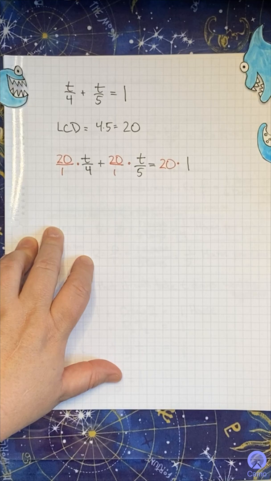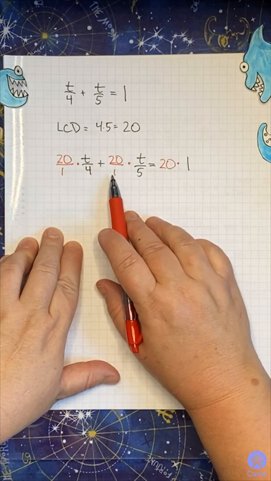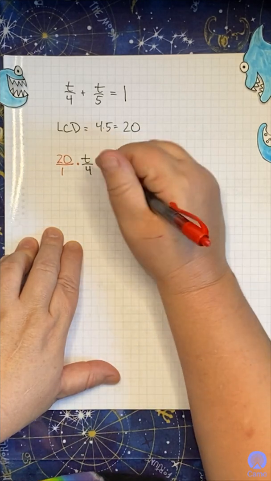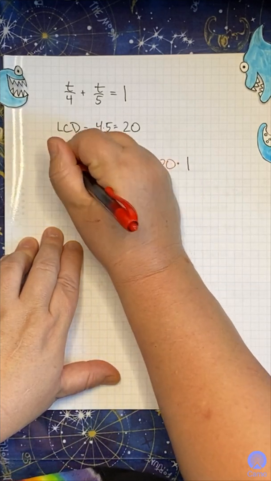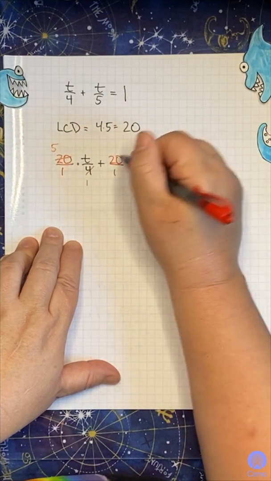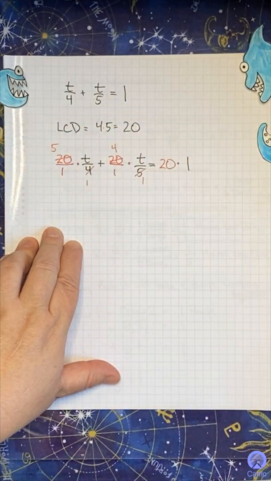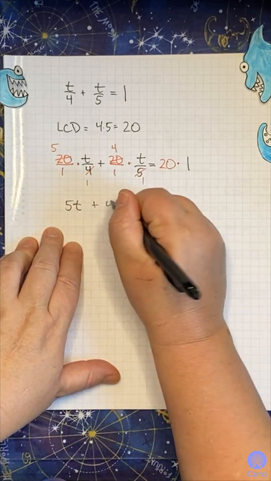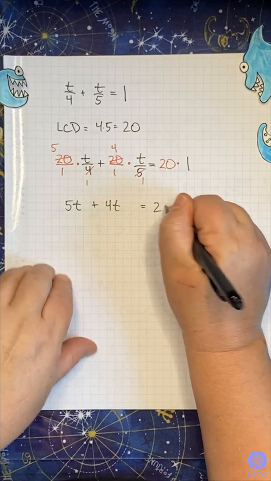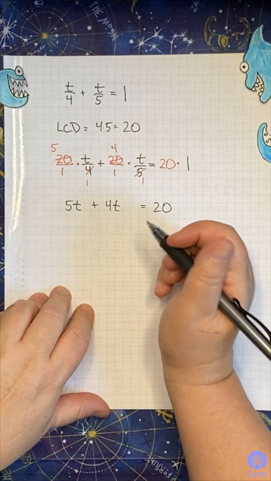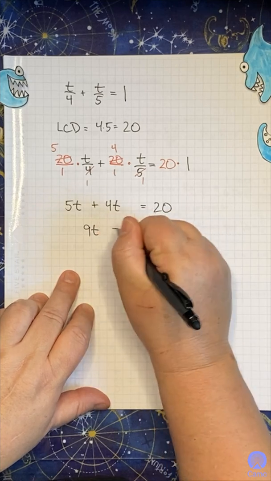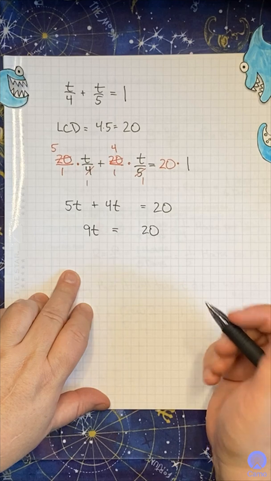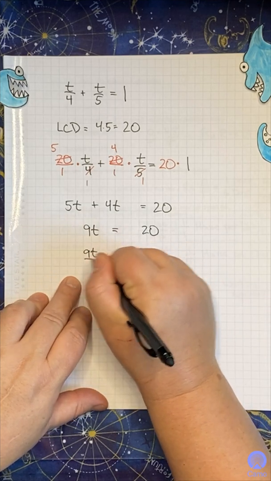I'm going to go ahead and do it this way, where I've multiplied by 20 and by 20 and by 20. This one is a whole number because 1 is a whole number. And let's see, this 4 cancels with the 20 and I get 5. This 5 cancels with the 20 and I get 4. And that doesn't cancel at all, so I get 5t plus 4t equals 20. Ooh, nice. And then 9t equals 20, right? Because I can add those two together, no fractions anymore. Yay! And then I divide both sides by 9.